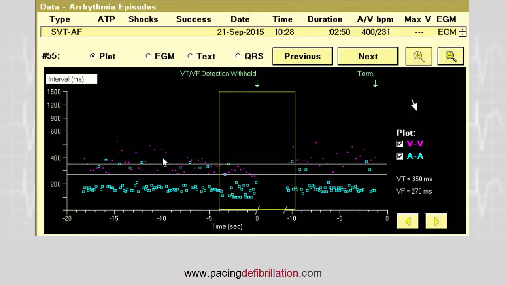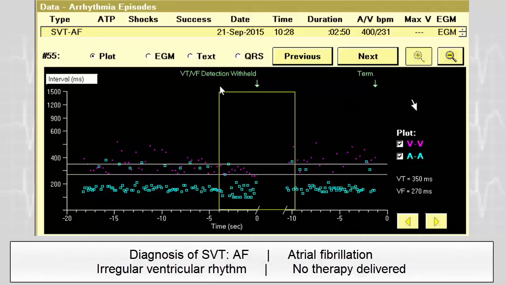This plot highlights the major interest of the VT counter to discriminate atrial fibrillation, since you need to remember that every cycle classified VS, so outside the VT zone, will reset the VT counter to 0. Here you see that there is a stabilization of the ventricular rhythm inside the VT zone, but no therapy is delivered since there has been a diagnosis of atrial fibrillation through the PR logic algorithm.